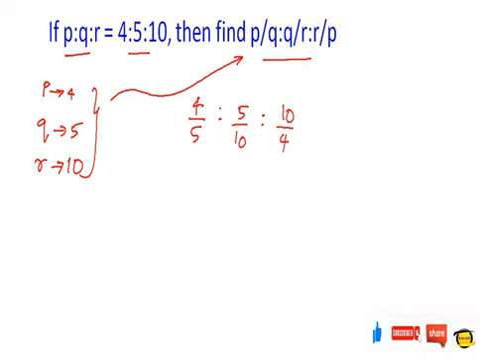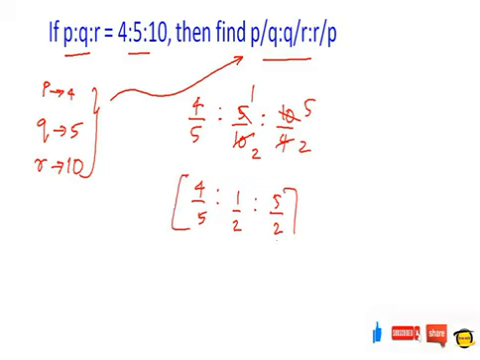Now let's simplify. This would become 1 by 2, and 10 by 4 becomes 5 by 2. So we have got a ratio as 4 by 5 is to 1 by 2 is to 5 by 2. And we cannot leave ratios in fractional format. So in order to avoid the fractional format, let's use a very simple trick. We'll make use of the LCM shortcut and find out the LCM of all the three denominator terms. So what is the LCM of 5, 2 and 2? It's basically 10. Now let's multiply this factor with all the three parts.